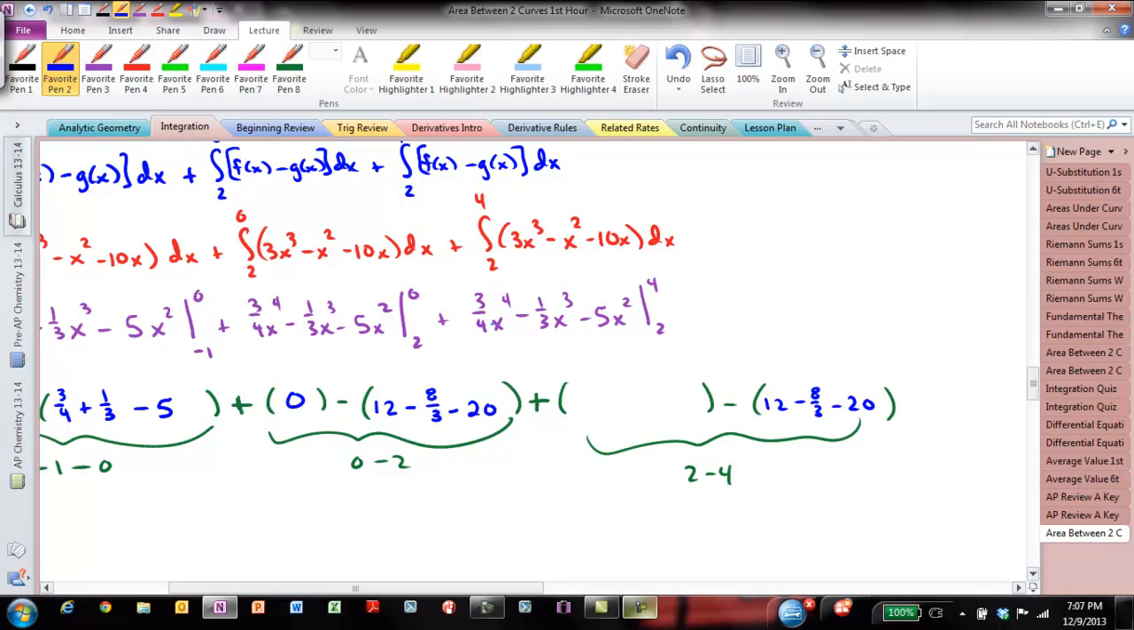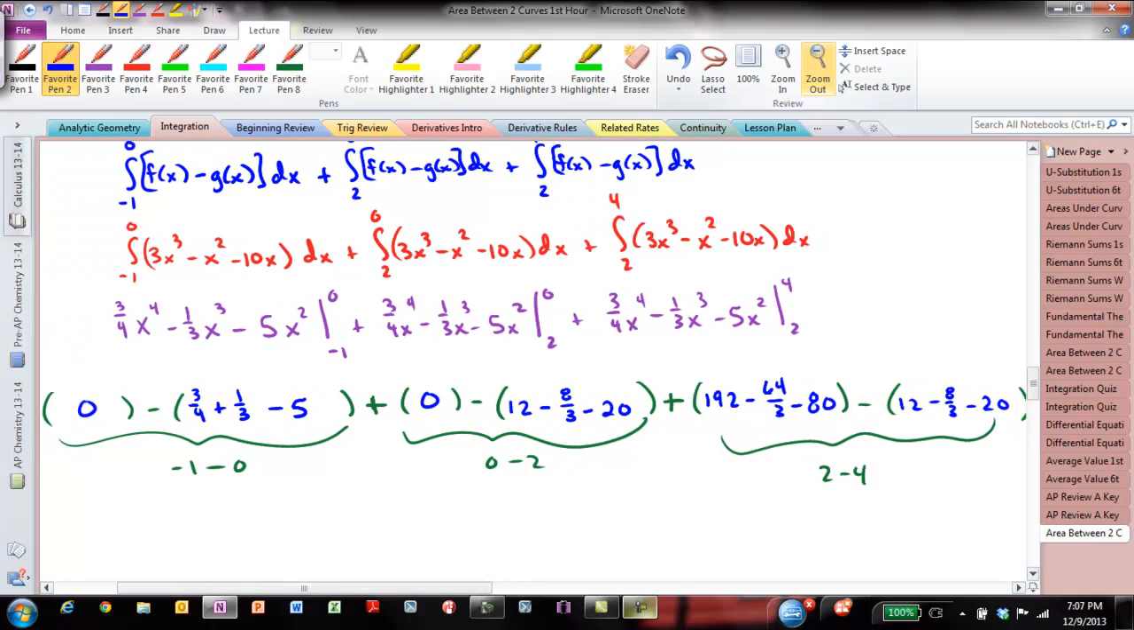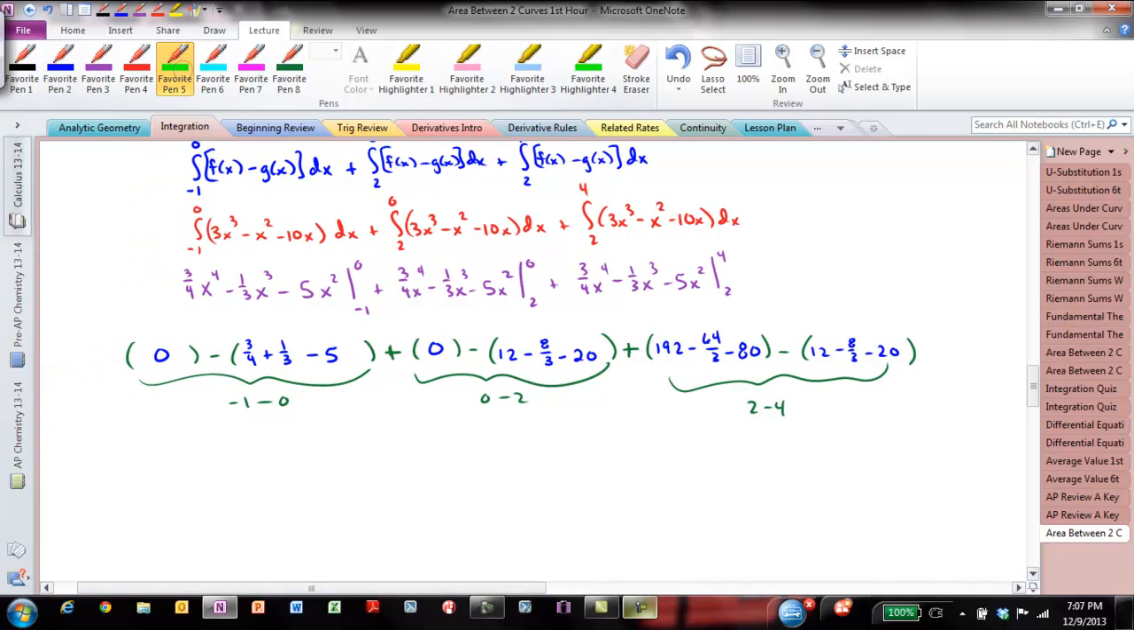And if I have to plug in a 4, I get 4 to the 4th, which is 256, divided by 4, which is 64 times 3, which is 192, minus 4 cubed, which is 64, 64 over 3, minus 16 times 5, which is 80. Alright, so if it's by hand and it's on a free response question, you are absolutely allowed to stop here.